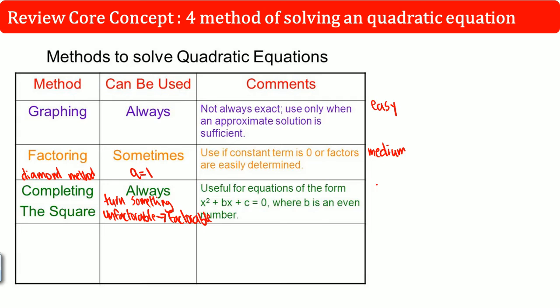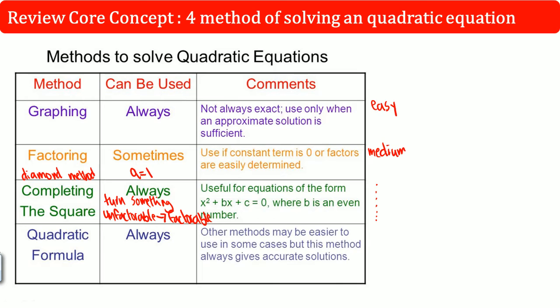Okay, and our last method is going to be the quadratic equation. This one always works, but some students find it harder, but it always works. You could either get rational or irrational solutions. So these are the 4 methods, but in reality you only need 3, which is graphing, factoring, and then the quadratic formula.